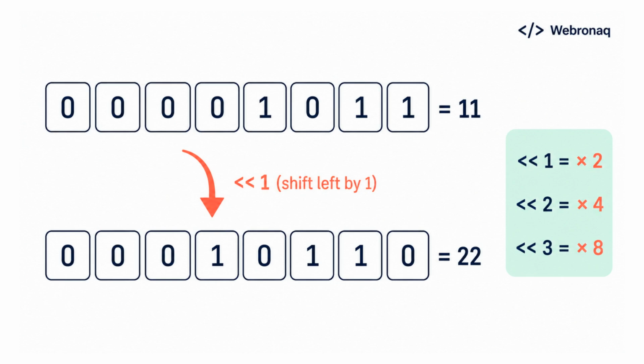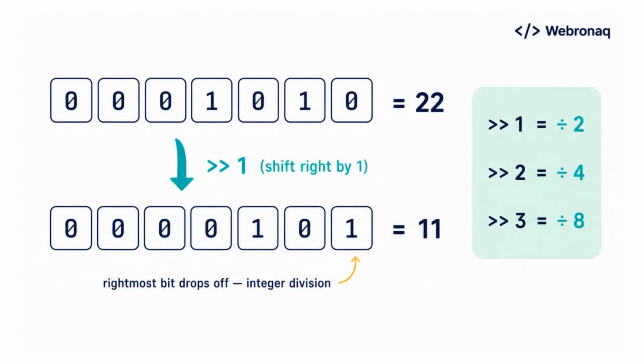Now let's flip the direction and see what happens when we shift the other way. Right shift is the mirror image. Every bit slides one position to the right. The bit on the far right edge falls off, and a 0 comes in from the left to fill the gap. And just like left shift doubled our number, right shift cuts it in half.